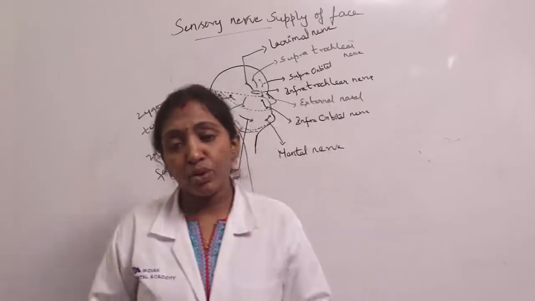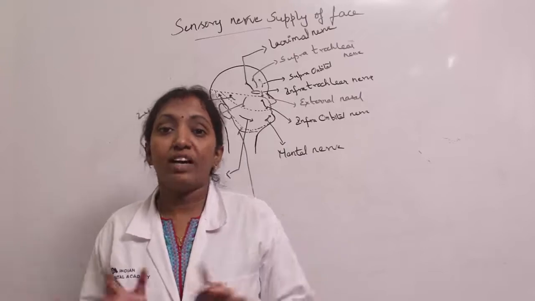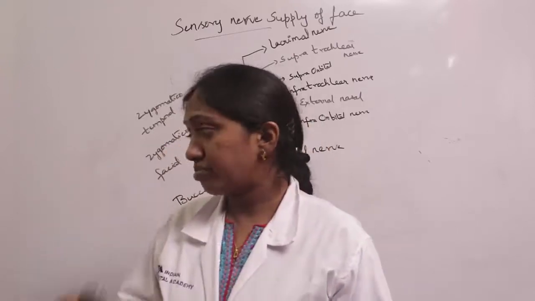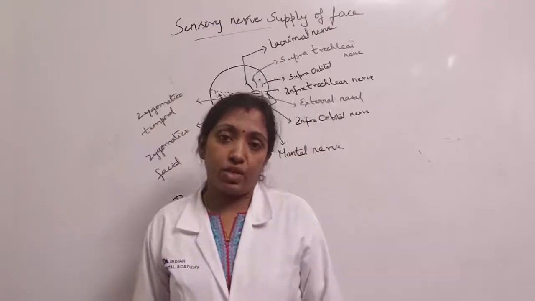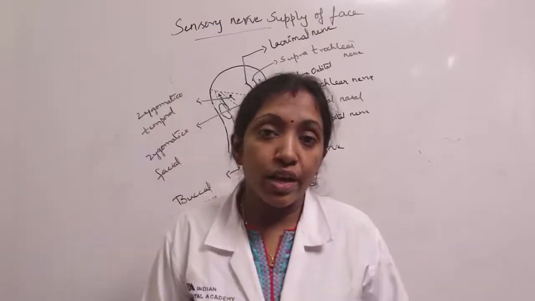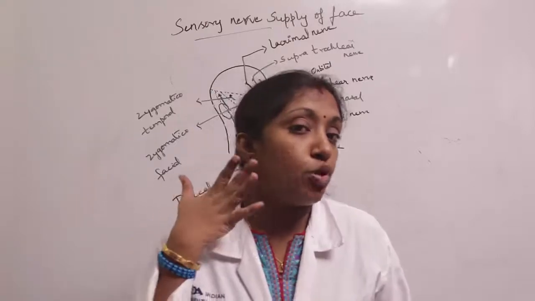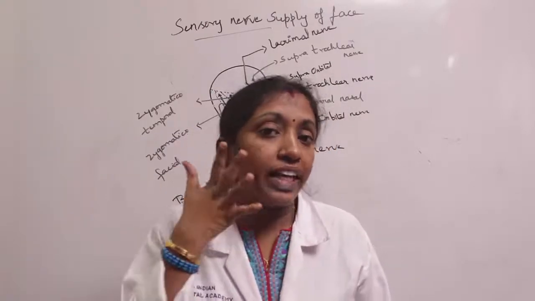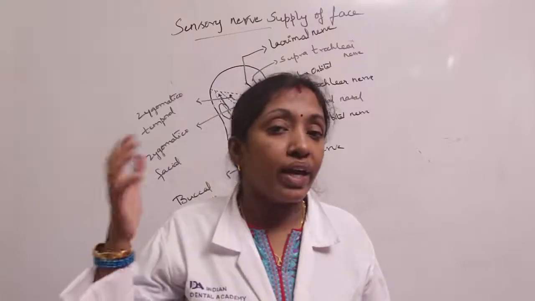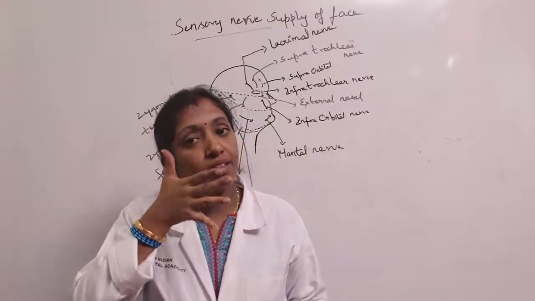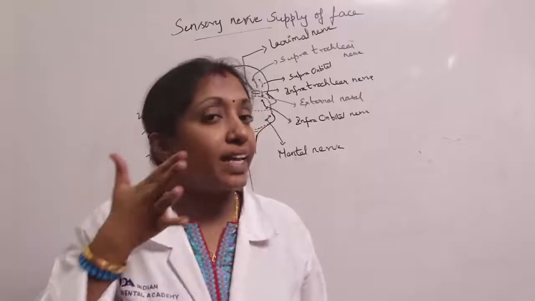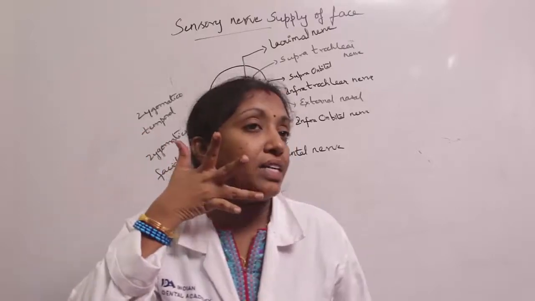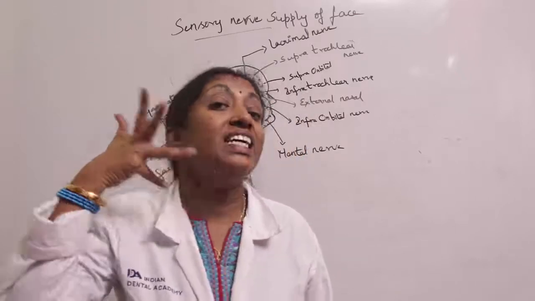the trigeminal nerve. Coming to the motor nerve supply of the face, it is derived from the facial nerve. So the facial nerve, after entering the posteromedial surface of the parotid gland, gives 5 terminal branches. The first is temporal, the second is zygomatic, the third is buccal, the fourth is marginal mandibular, and the fifth is cervical.